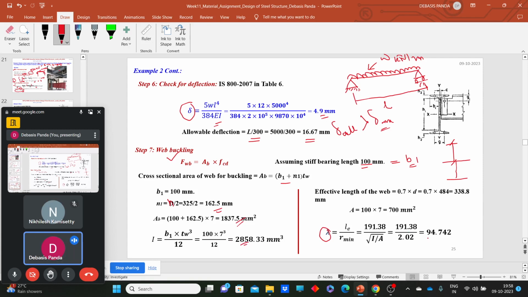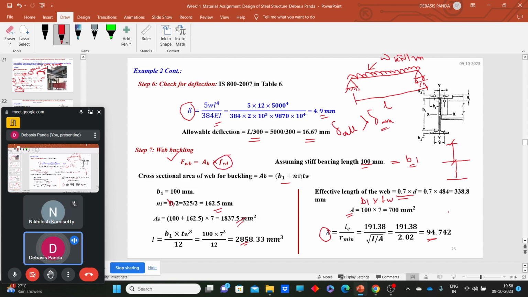So we can calculate the lambda value and the effective length of the web. On the last class we discussed extensively what the effective length for the web should be. It should be considered as 0.7 times the effective depth. So the lambda value, if we put all this in, and A, what is that A? A is nothing but B1 into thickness of the web. So the lambda value comes as 90.741.